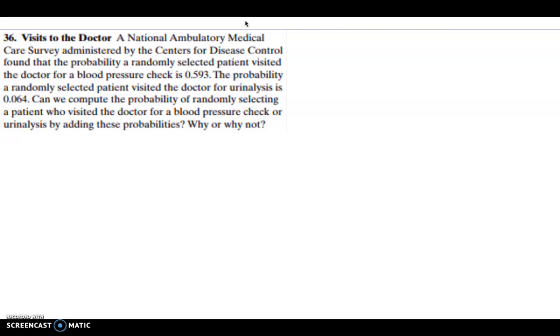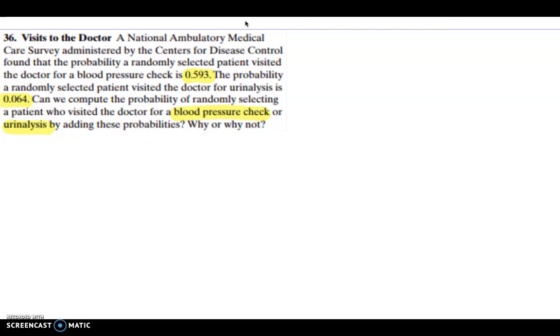So a national ambulatory medical care survey administered by the Center of Disease Control found that the probability a randomly selected patient visited the doctor for a blood pressure check is 0.593. The probability a randomly selected patient visited the doctor for a urine analysis is 0.064. Can we compute the probability of randomly selecting a patient who has visited the doctor for a blood check or a urine analysis by adding these probabilities, why or why not?